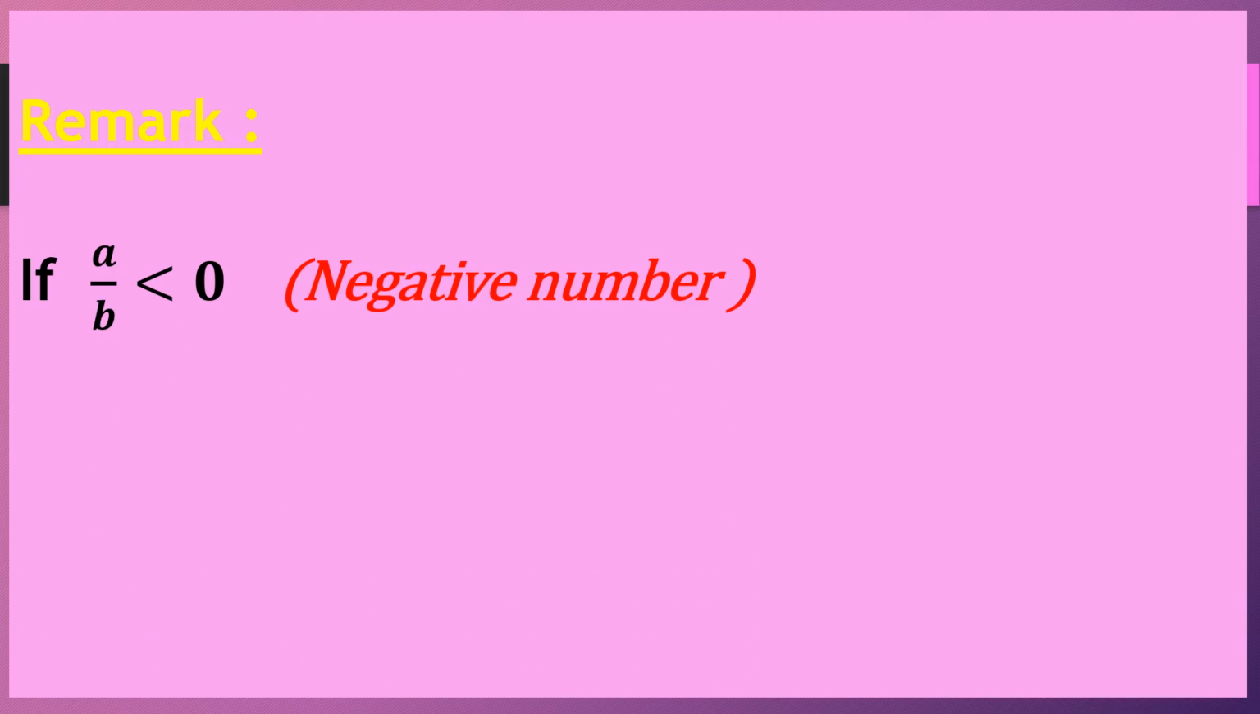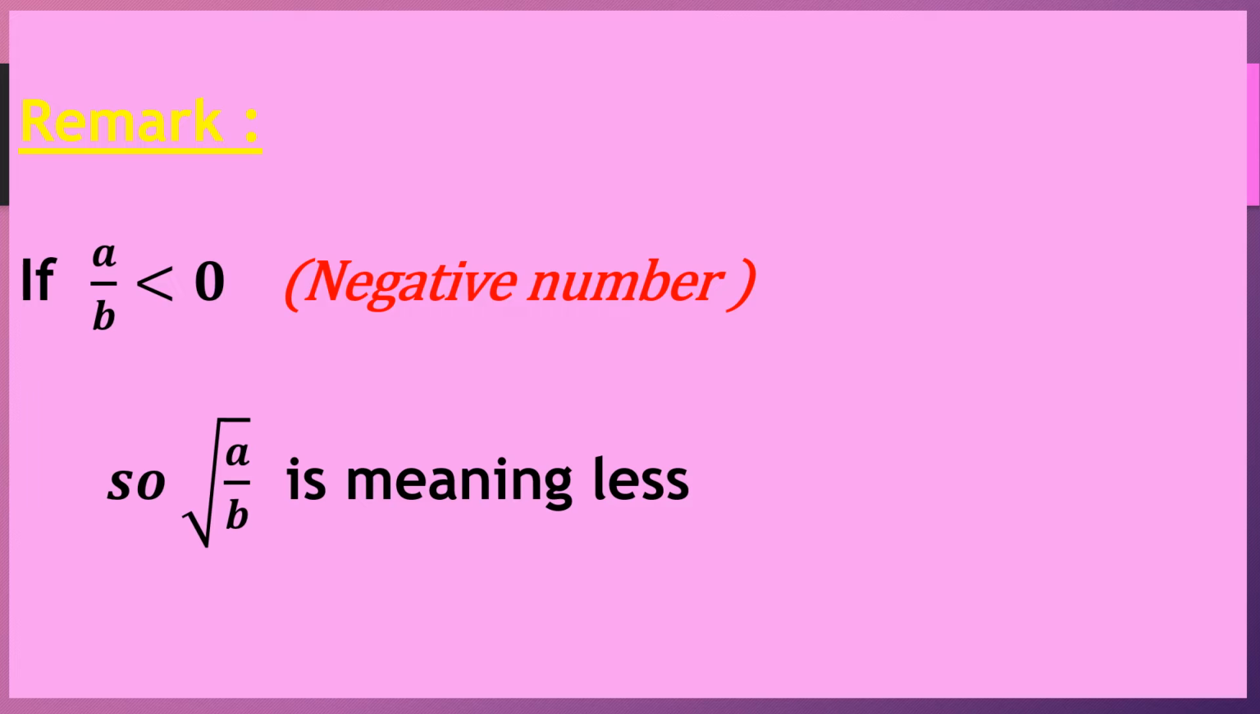Remark: if a over b is less than 0, a negative number, the square root of a over b is meaningless because we can't find the square root of a negative number. The numbers less than 0 have a meaningless square root.